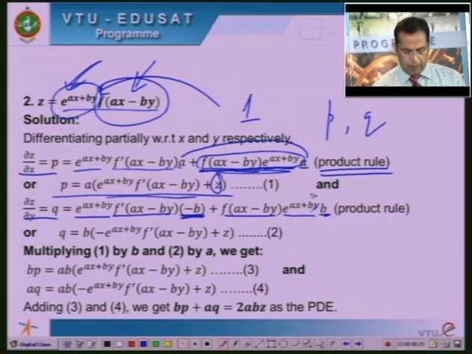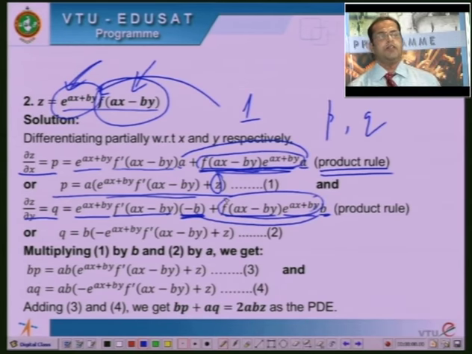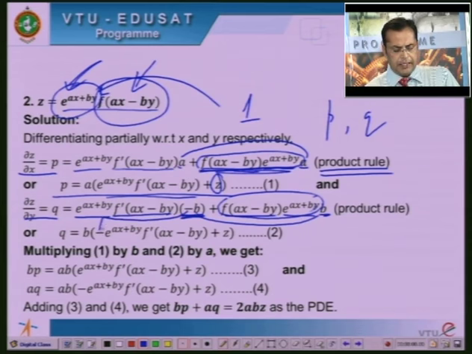Again, I have b common in this. Take this b common and observe that the second term in this is z again. So, that gives you q equal to b into minus e power ax plus by into f dash ax minus by plus z, the minus sign being due to the minus sign here. Let us call that equation 2.